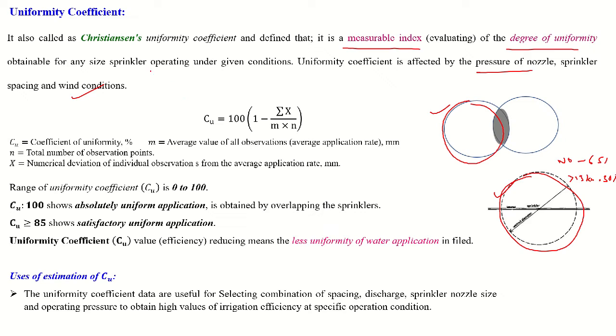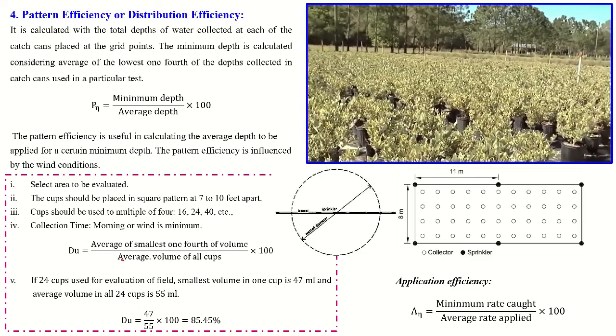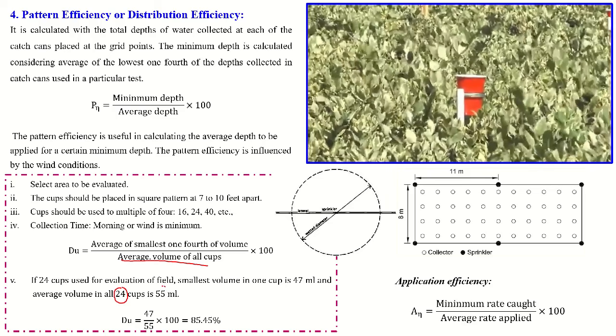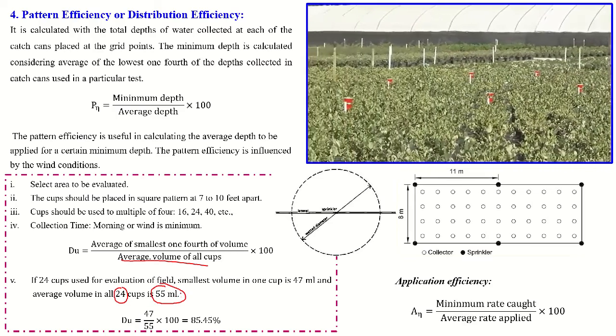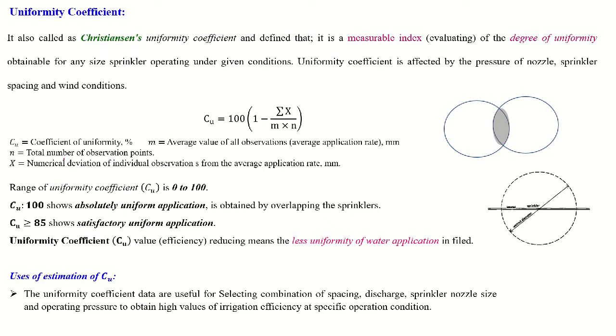In this condition the uniform coefficient is calculated by this formula, that is C = 100 × (1 − Σx / (m × n)). Here C is the uniform coefficient in percentage, m is the average value of all observations. That is the average value of all cups, as I told you. In this case I took 24 cups, and the average of the total volume of water collected in these cups is 55 ml. This will give you your m value, and n is the number of observations.